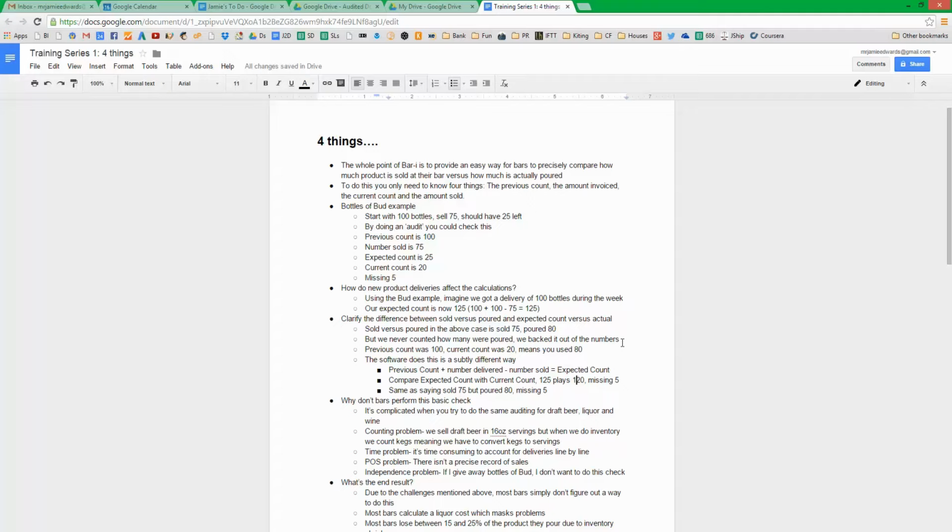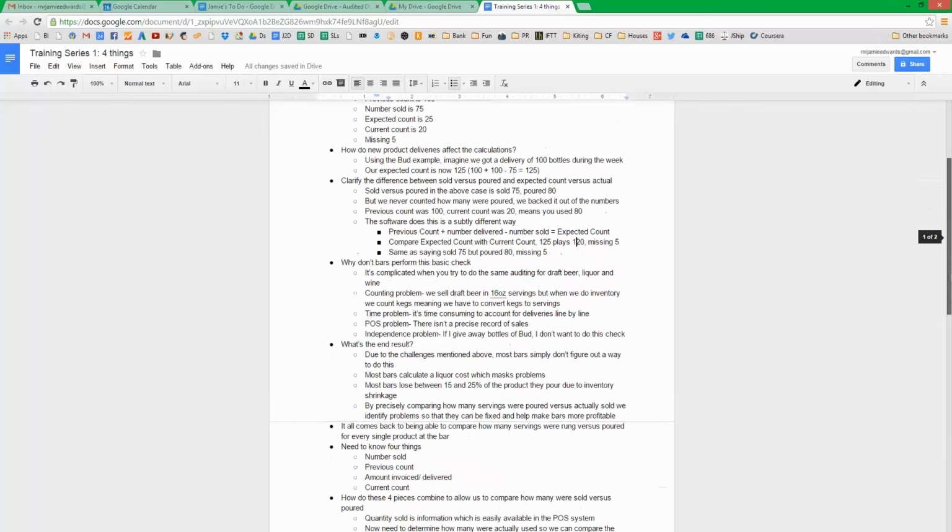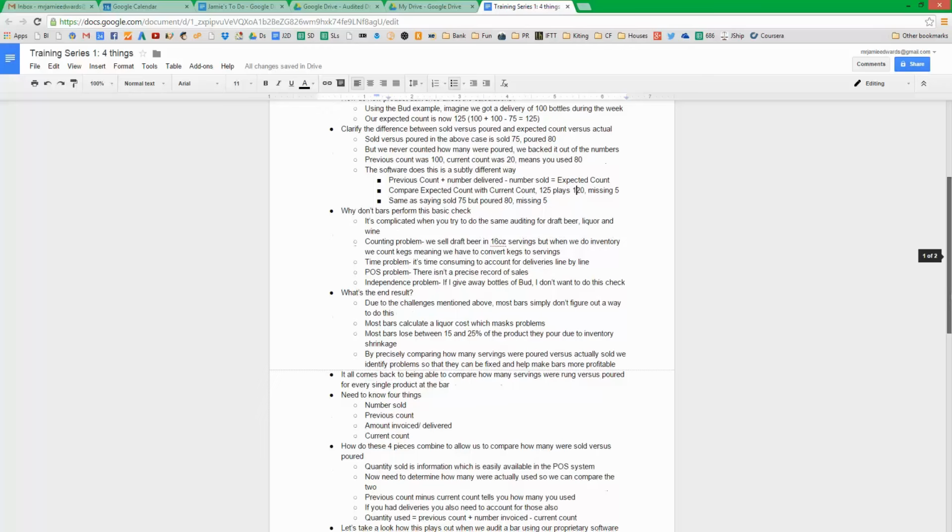So this whole idea about comparing the number sold versus the number poured, a different way of digging into the problem in the same way is to compare the number you expect to find with the number you actually find. And that's, in practice, how the software does it. But those are just two different ways of explaining the same thing, which is knowing if beer is going missing, knowing if people are making sure that they're selling all those bottles of Budweiser they're serving.